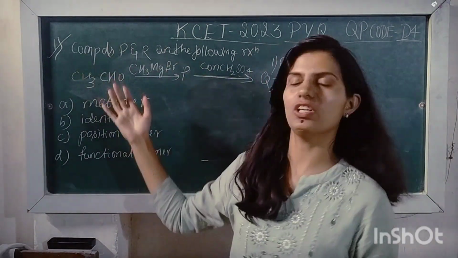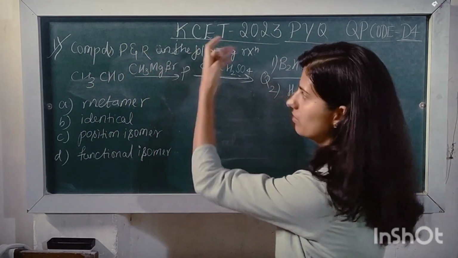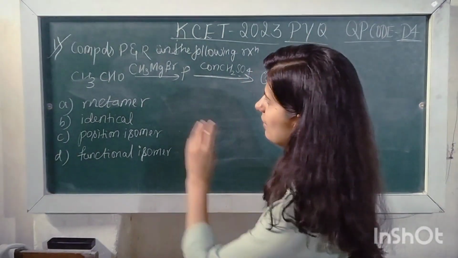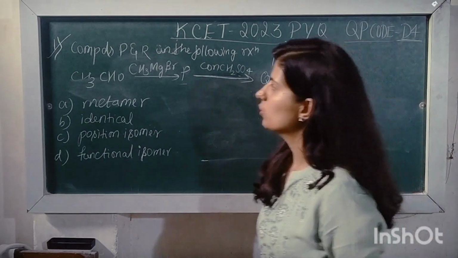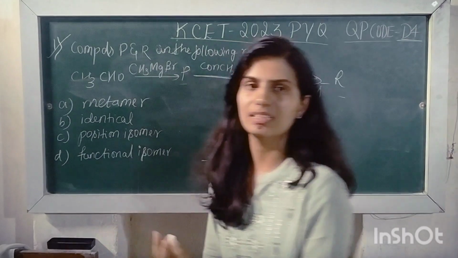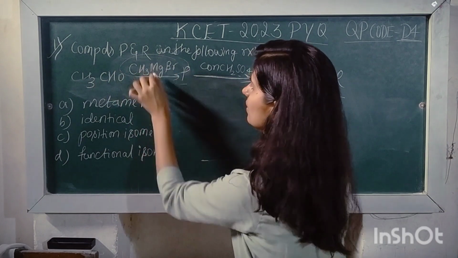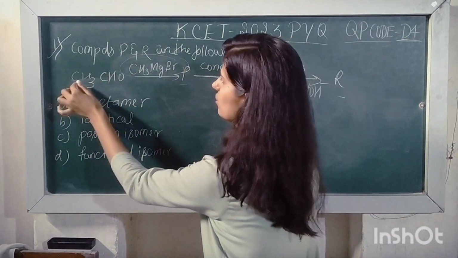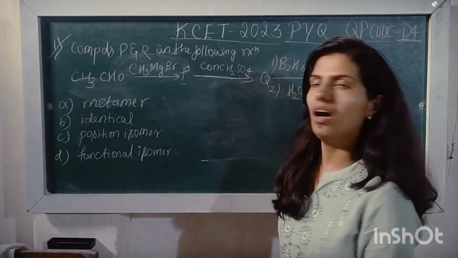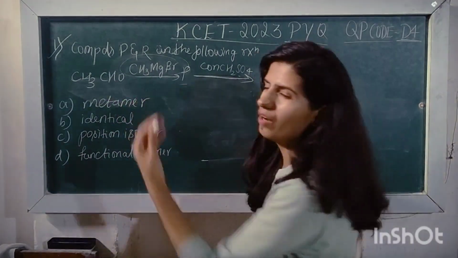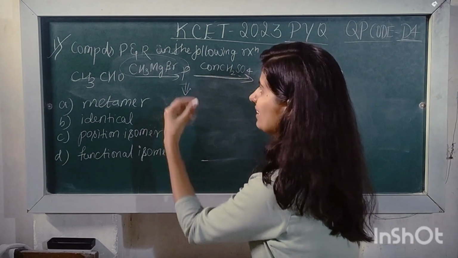So you can see the first question on the board: find the compounds P and R in the following reaction. Here they have given one reaction. What is this? CH3CHO is acetaldehyde, in the presence of CH3MgBr, which is a Grignard reagent. When we react acetaldehyde with a Grignard reagent, we get an alcohol. What type of alcohol? Here we are going to get a secondary alcohol. So P is going to be a secondary alcohol.